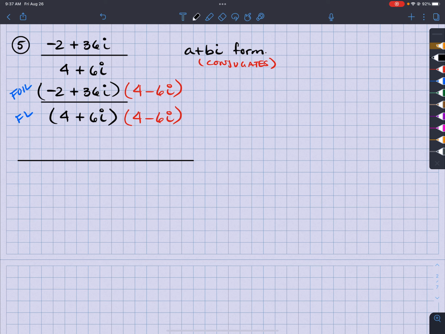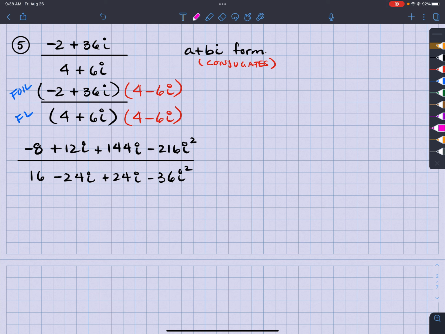so that you guys can see exactly what's going on here. Okay, when I FOIL the top, I'm going to get negative 8 plus 12i plus, let's see what 36 times 4 is. That's 144. And then minus 36 times 6, which is 216i squared. And the bottom, when I FOIL that out, I'm going to have 16 minus 24i plus 24i minus 36i squared. Okay?